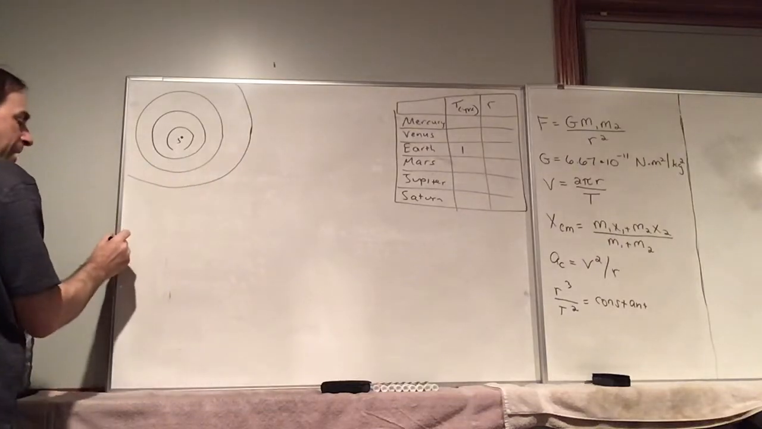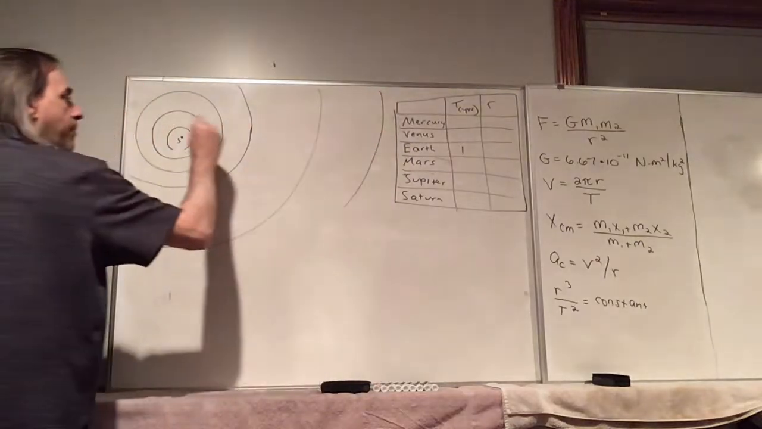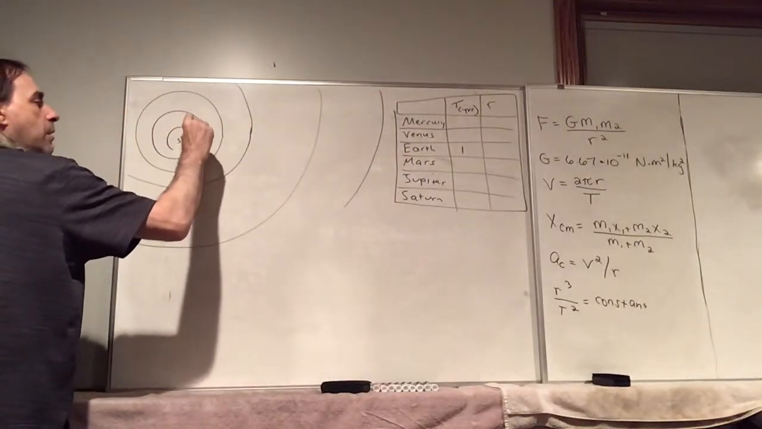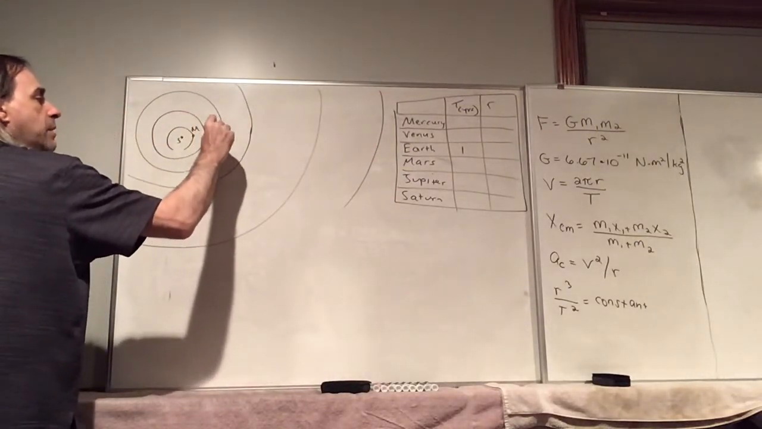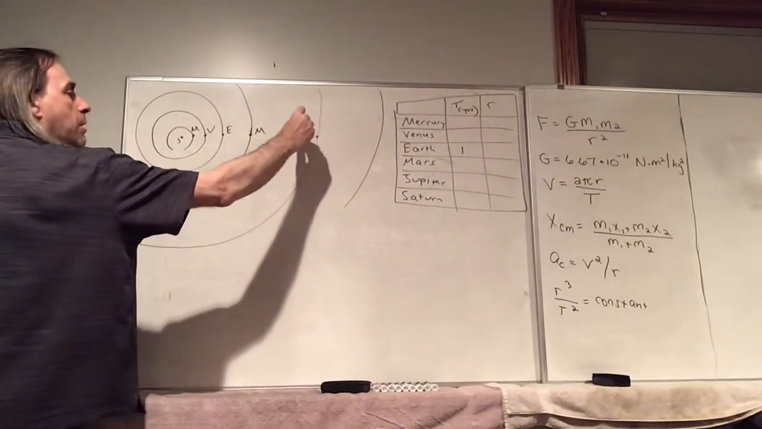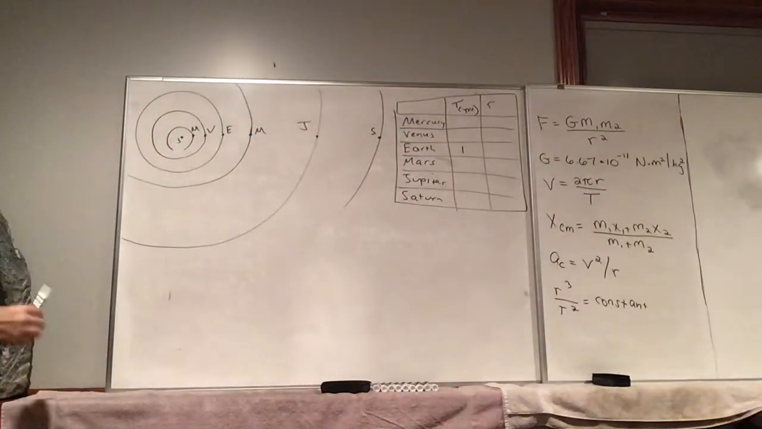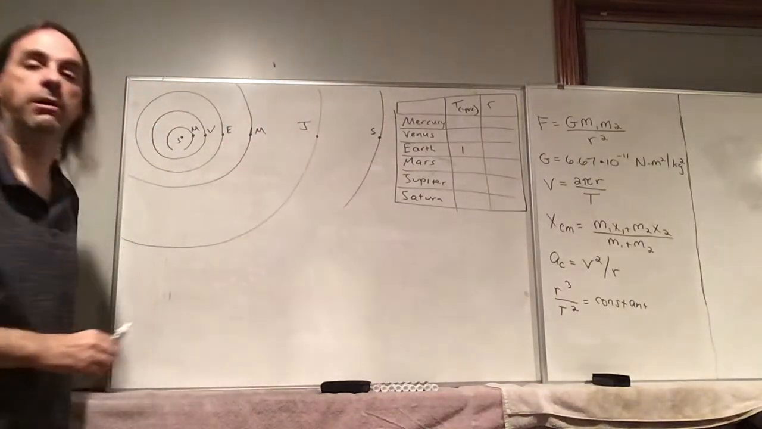And then there's a pretty big gap where we have Jupiter and then Saturn way out there. So Mercury, Venus, Earth, Mars, Jupiter, and Saturn. Usually the planets don't line up so nicely like this.